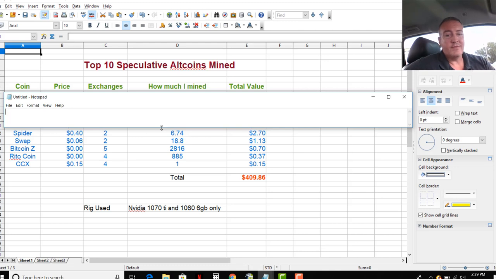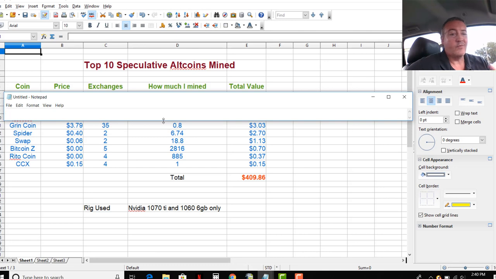It is only on two exchanges, but I was able to get 6.74 in 24 hours, giving me $2.70. So not a bad little project. That one also shows up on What to Mine for NVIDIA, I'm pretty sure. So that's the bottom five. Now we're going to the top five.